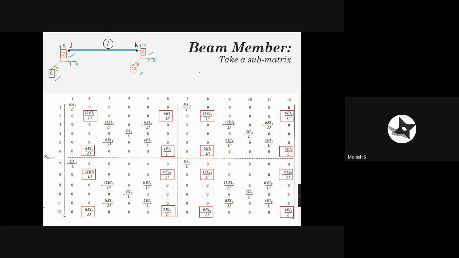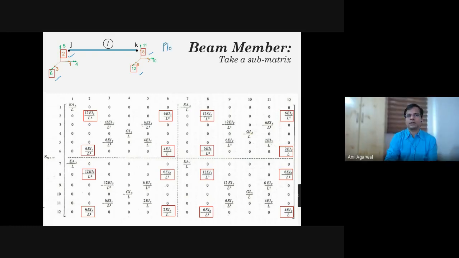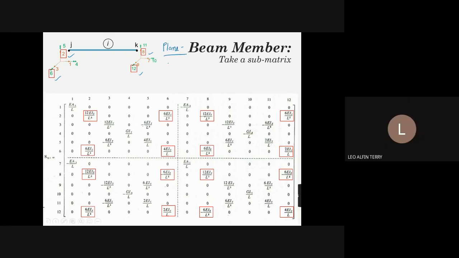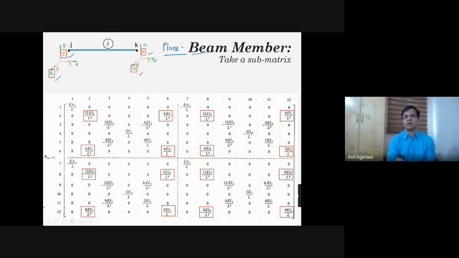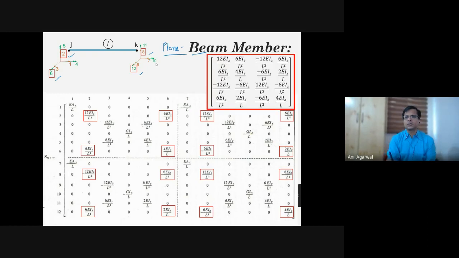Plane beams. Yes, yes. Plane beam, not a plane frame. Okay. When I am saying beam here, I mean plane beam. That is an omission from my side. Okay. So this is the stiffness matrix you will get. You have already used this stiffness matrix in 2, 3 examples already. Correct?